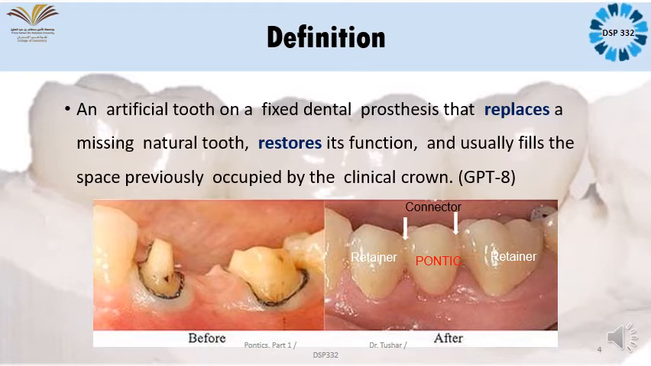So the space which was first occupied by the natural tooth, which has been extracted, maybe because of caries, maybe because of trauma, or the reason could be any, we will replace that missing natural tooth, that empty space, with our artificial tooth. This is the definition of your Pontic, which is given by the Glossary of Prosthodontic Terms 8. I hope everything is clear now. Fine.